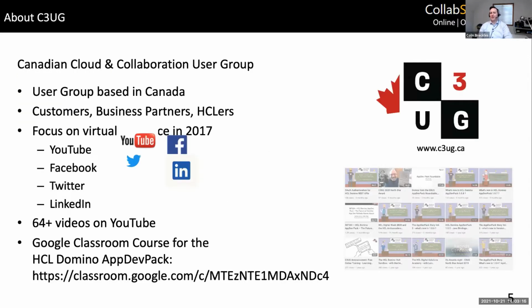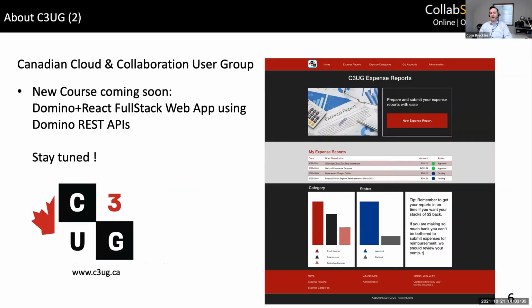And the C3UG YouTube channel is where we post most of our content. You may know that we already released the first course, which was on the HCL Domino App Dev Pack. And as Heiko mentioned, we've got something up our sleeve. Our latest incarnation is a lot about front-end development, talking to a back-end application, which of course can use Keep. And specifically, we'll be using React.js for the front end. And it's going to allow us to take our time and go through and show you how to build something like this brick by brick.